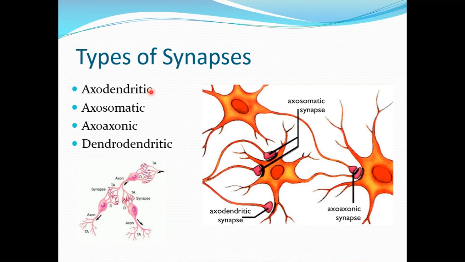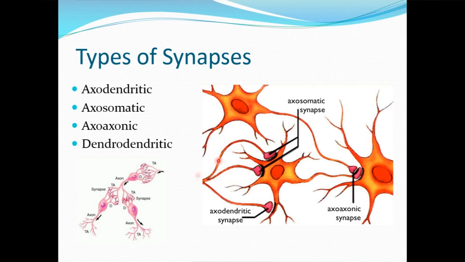Your axodendritic, which is between the axon and the dendrite. Your axosomatic, which is between the axon and the soma, the cell body. The axoaxonic, which is between an axon and an axon. And a dendrodendritic, between a dendrite and a dendrite. Okay. And that's fairly easy to remember if you just understand the terminology.